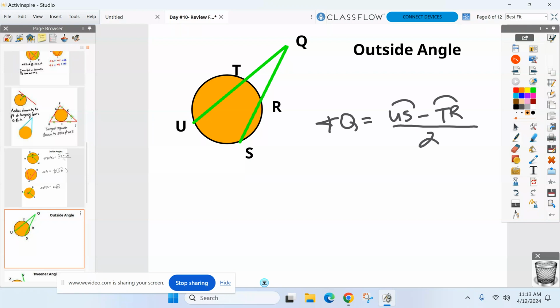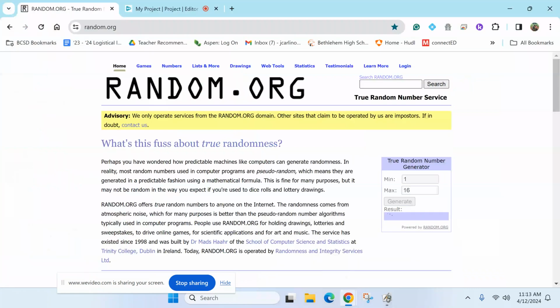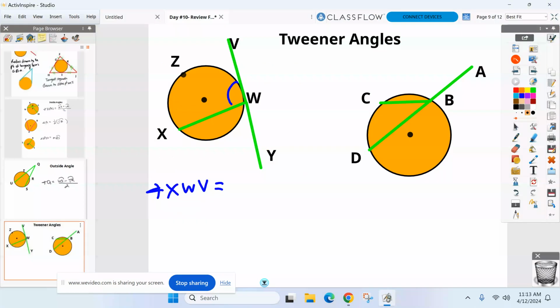If it's not inside, if it's not outside, let's hope it's a half and half. As we know, tweener. 2 types of tweeners. We talked about them on homework, but we'll do them again. First tweener angle is XWV. Right there, XWV. This is a tweener angle formed by, hello Gabby. Ready? What's XW up there? A chord. And how about VWY? A tangent. So this is a tweener formed by a chord and a tangent.